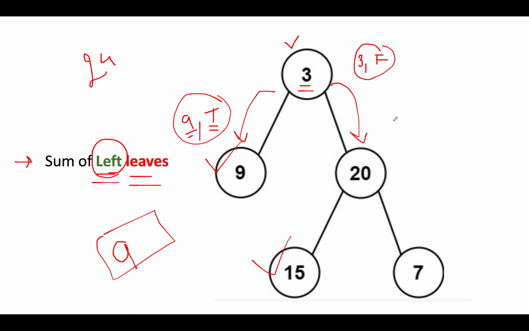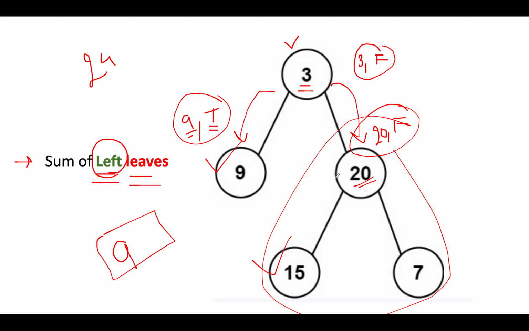Let's move on to its right child. Since it's a right child, we'll pass false in its recursive function and we'll have 20 comma false passed. So it's neither the left child nor a leaf node. We'll continue the process on this part of the subtree. So from here we'll go towards the left child. Since it's a left child, we'll pass true here and 15 will be passed as the left child. We can see that the value of the Boolean flag is true and this node is the leaf node. That means we need to add it to our result. So we add 15 to the result. It becomes 9 plus 15, which is 24.